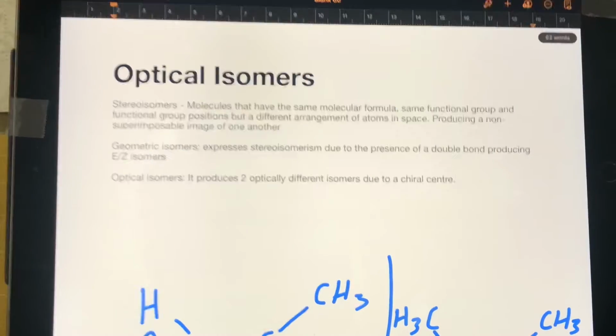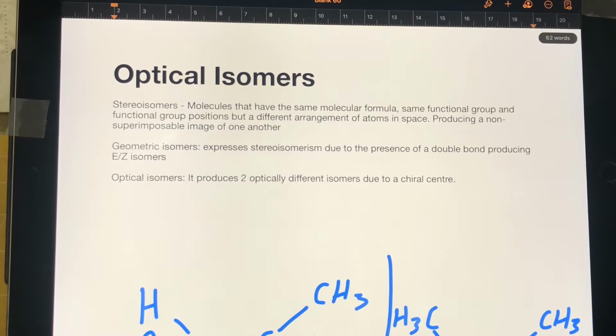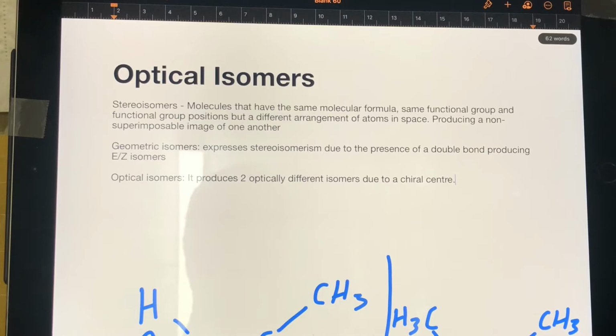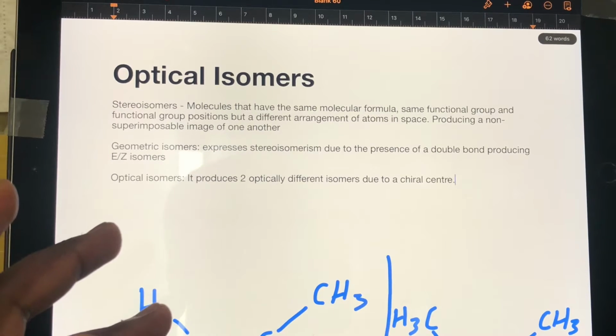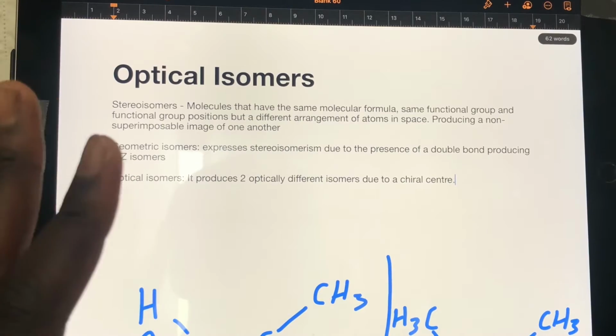So optical isomers aren't superimposable. Optical isomers are non-superimposable images of each other. But what is a non-superimposable image of one another? A non-superimposable mirror image is a mirror image, but they're not completely the same.